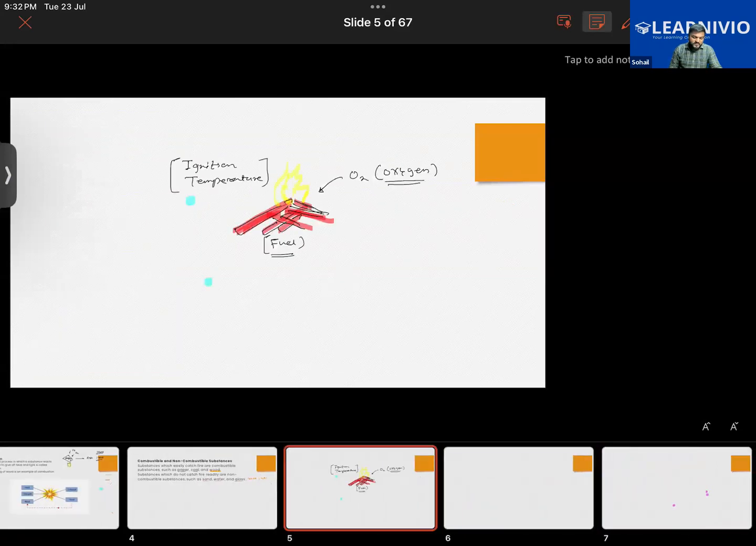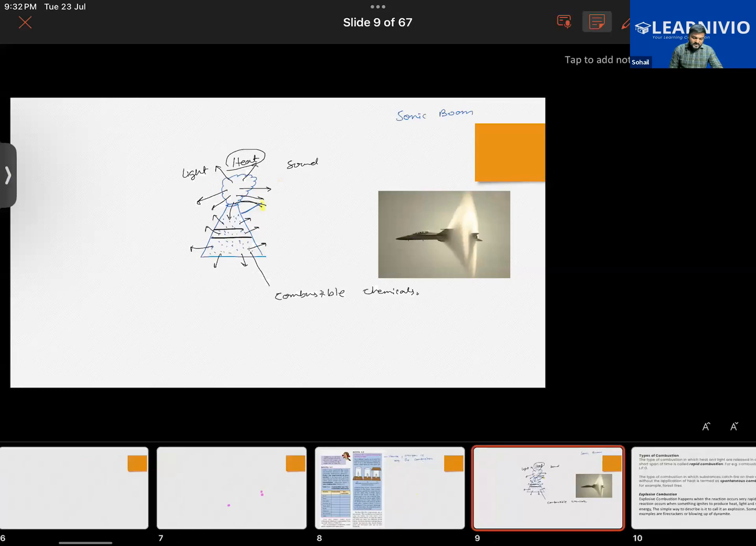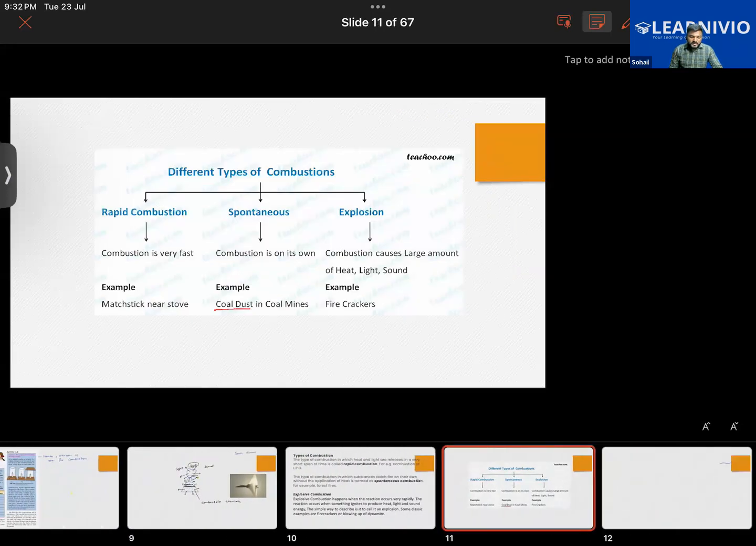We did learn about the requirements for combustion to take place. We did learn about that also. We did learn about the types of combustion also. There are namely three types of combustion: rapid combustion, spontaneous combustion, and explosive combustion.